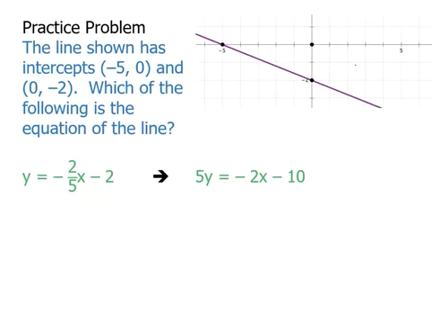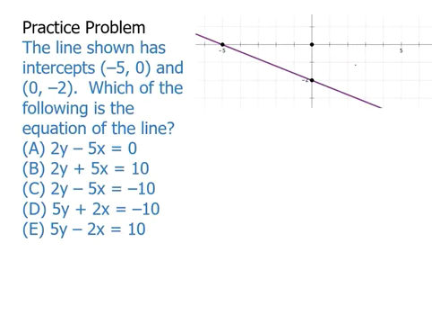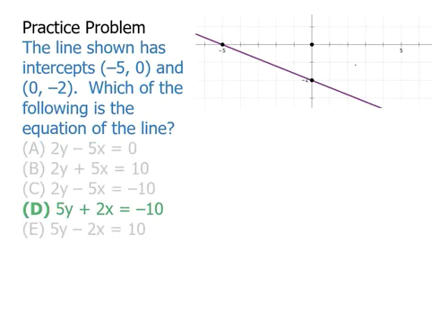Well, first, we're just going to multiply everything on both sides by 5 to get rid of the denominator. So we get 5y equals -2x minus 10. Then what we're going to do is add 2x to both sides. So we get 5y plus 2x equals -10. Now we go back to the answer choices and we recognize answer choice D.